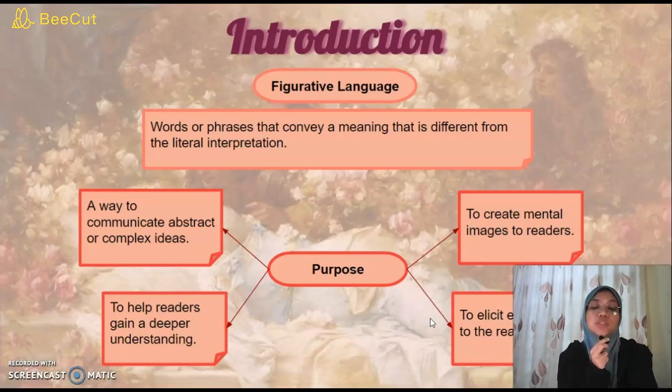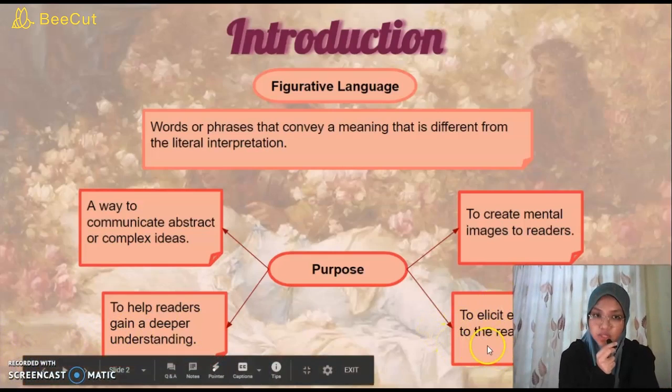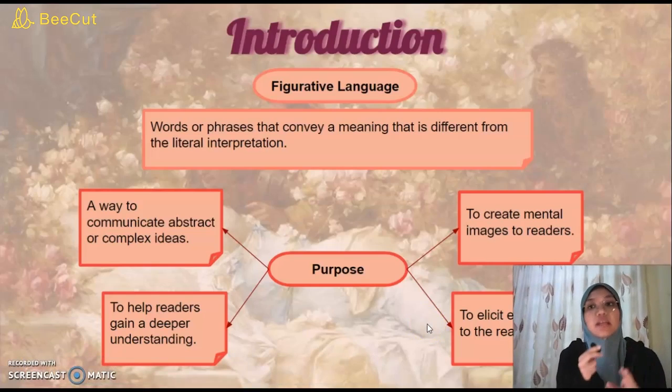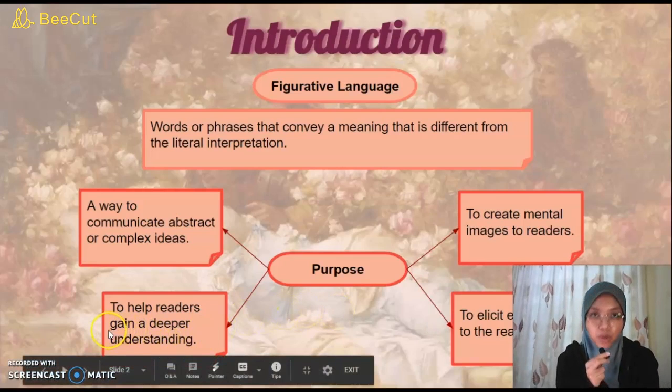Figurative language also helps to elicit emotions in the readers. It somehow builds a connection between the poet's feelings, the poet's emotions, and the readers. It affects how the readers feel when they read the poem, and this feeling will eventually help the readers to understand the poem that they read.